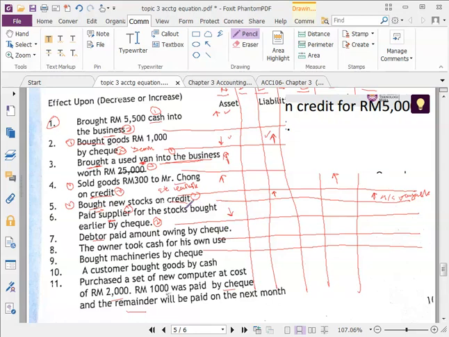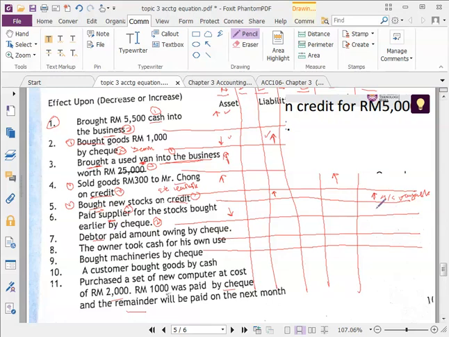Okay, and then another one is... no, my dear. Okay, please remember, paid supplier. Supplier means that we owe to them. So supplier is our account payable. So it's related to account payable. When the business paid to the account payable, so that is liability. Okay, so please remember.